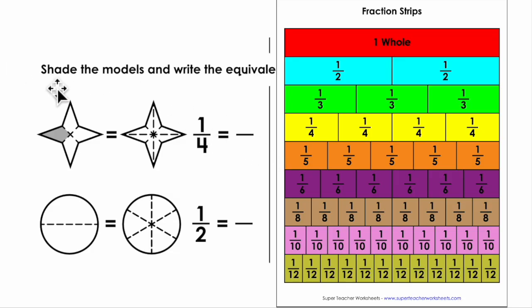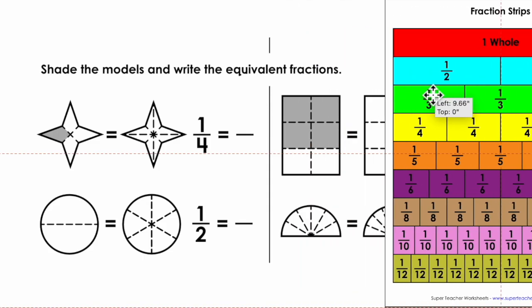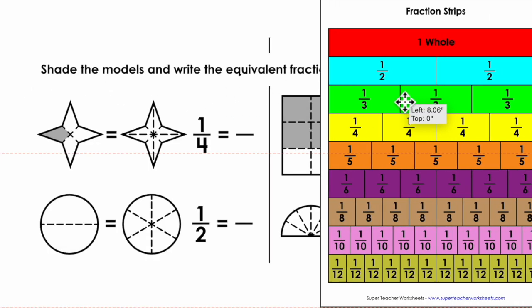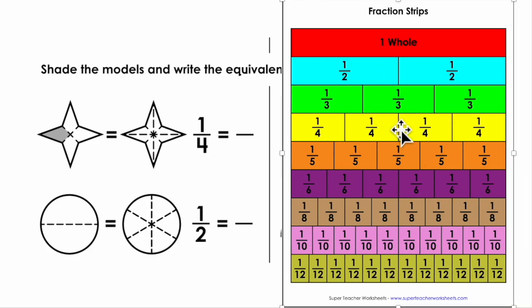All right, so right here, it says shade the models and write the equivalent fraction. Ah, there it is right there, boom. Shade the models and write the equivalent fractions. Now, I brought this along because sometimes it helps me out. I check it out, make sure I'm right. All right, so the first thing we need to see is we have 1/4. Right? I see that. We have 4 pieces. 1, 2, 3, 4. 1 is shaded. There it is right there. 1/4.